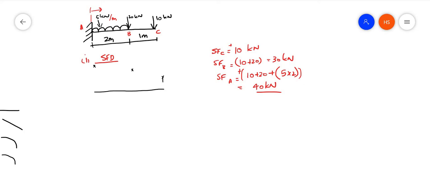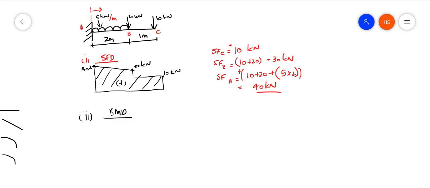So how can I join? I will be joining like this. This you have to understand. Here there is a UDL, so the UDL portion you have to join by a linear, slanting line. This will be the variation. This is positive. This is the shear force diagram. Here there is a straight line, and from here it is a linear line. Here it is 10 kilonewton, here 30 kilonewton, and here 40 kilonewton. Now the next thing is the bending moment diagram.